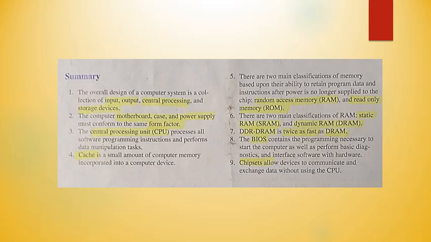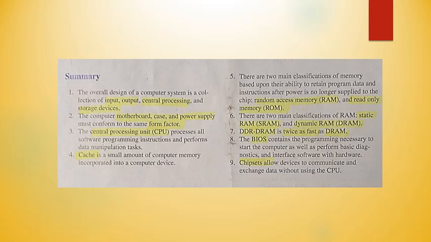And the summary for the chapter. The overall design of a computer is a collection of input, output, central processing, and storage devices. A computer motherboard, case, and power supply must conform to the same form factor. The central processing unit, CPU, processes all software programming instructions and performs data manipulation tasks.